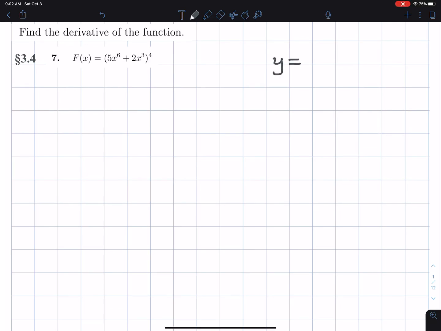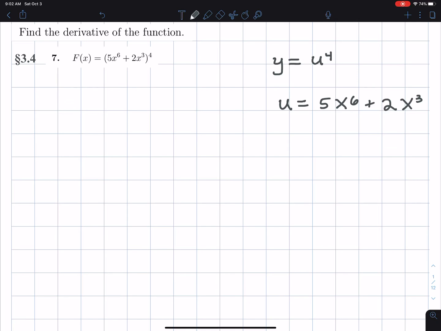Here I can write that y equals u to the fourth power and that u is equal to 5x to the sixth power plus 2x to the third power. And what we see is a composition of those functions where u is replaced by 5x to the sixth plus 2x cubed when I make the composition.